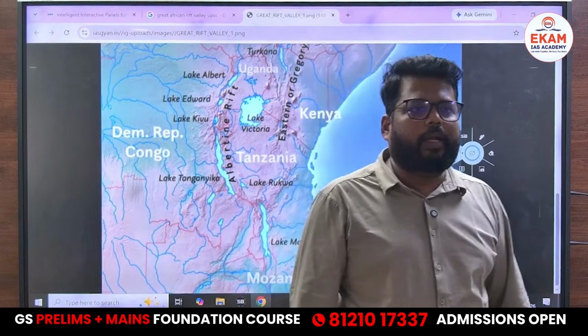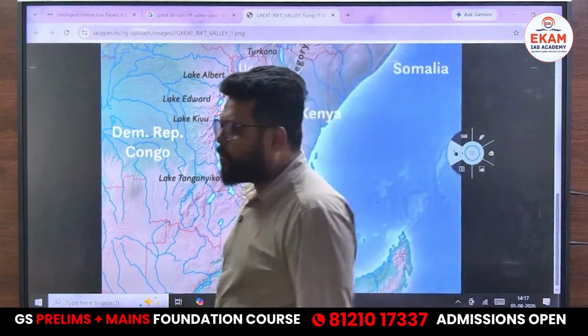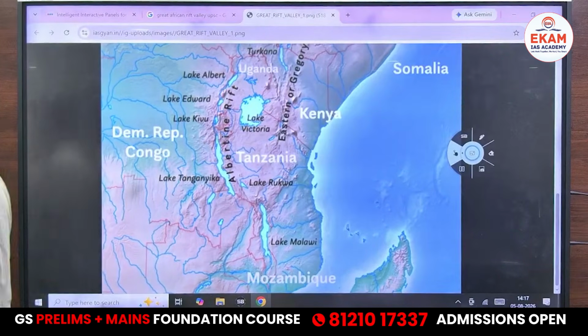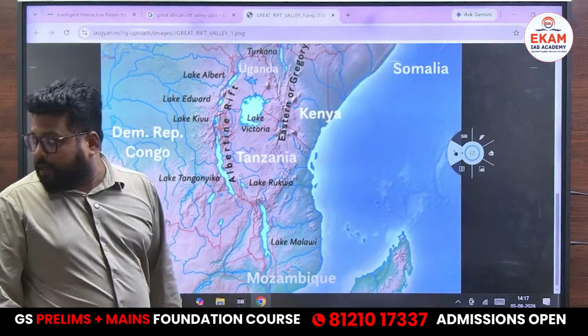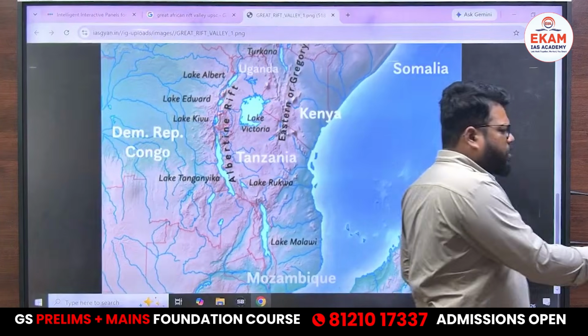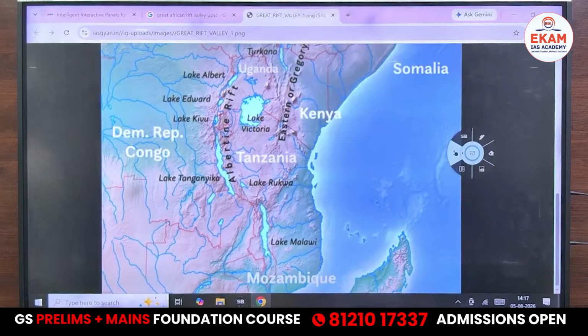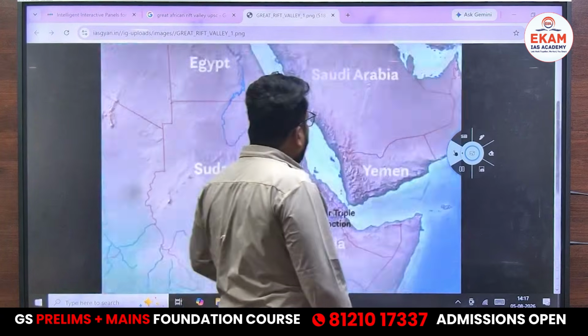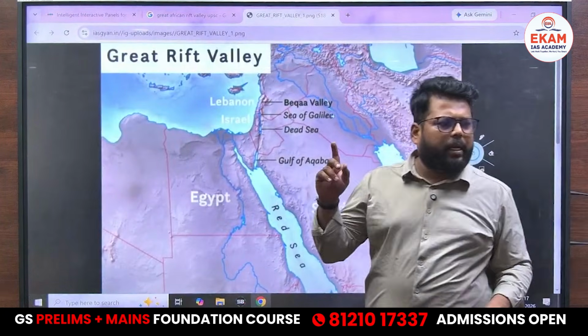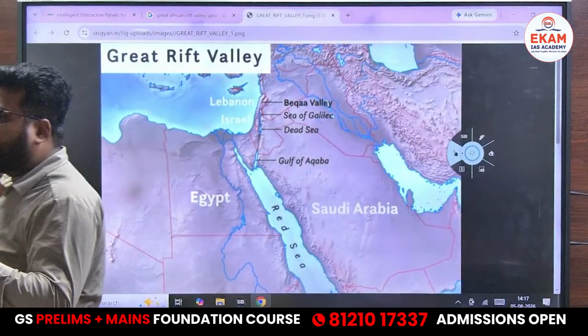Lake Malawi, which is there, around Mozambique region, that is considered the southernmost point. So from Bekaa Valley it is extending up to Lake Malawi.